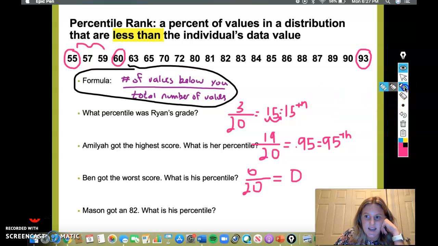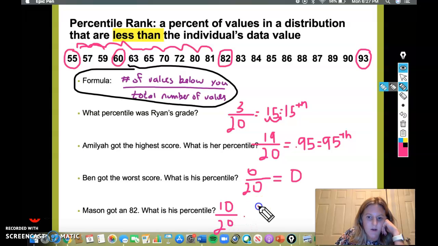And last one says Mason got an 82. What is his percentile? So we find 82 in the list. And then you count how many are below him. 1, 2, 3, 4, 5, 6, 7, 8, 9, 10. Mason got 10 people below him, and I know 10 divided by 20 is going to give me 0.5. And so Mason falls in the 50th percentile, which we also know is the median. And so Mason got the median score of an 82.